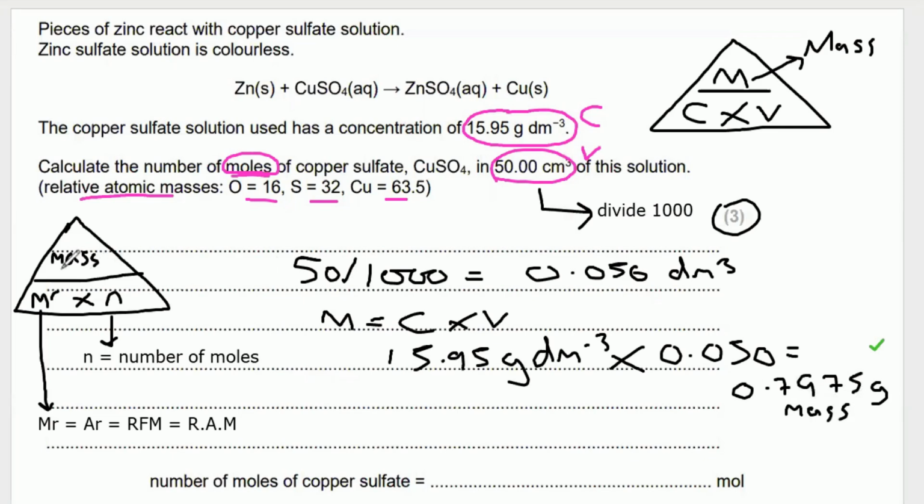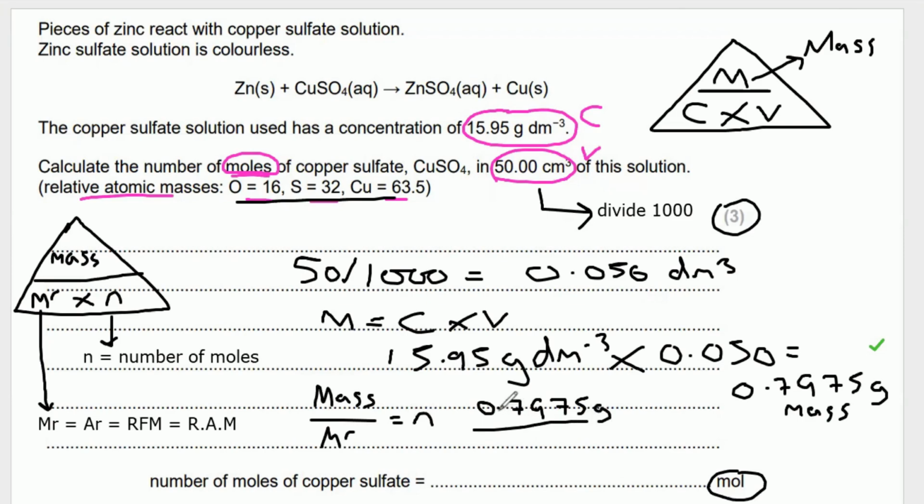Now, what did I work out? I worked out the mass. Now, if you know your other mole equation off by heart, which is mass over Mr times moles, I'm going to do mass over the Mr equals moles, and moles is the answer that I'm looking for. Remember, the command was calculate the number of moles. So I want to do 0.7975, the mass, over the Mr.